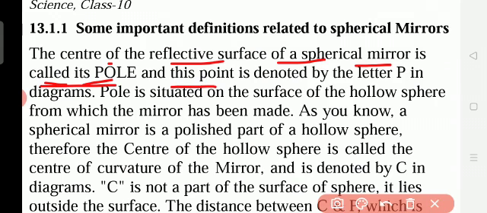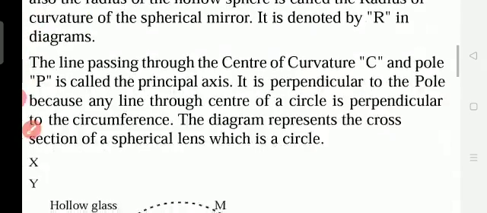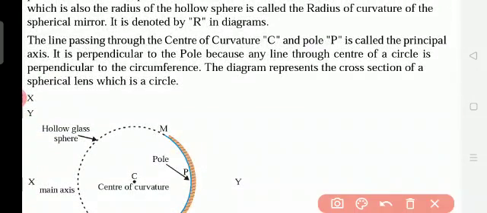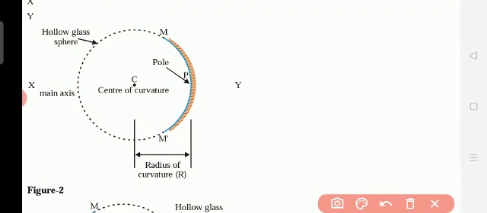And this point is denoted by the letter P in the diagram. Okay, so underline this definition. To write the definition for the pole in the spherical mirror, you have to write this one only: the center point of the reflective surface. For example, this is the center point. This is the mirror surface, and this center point is called the pole.